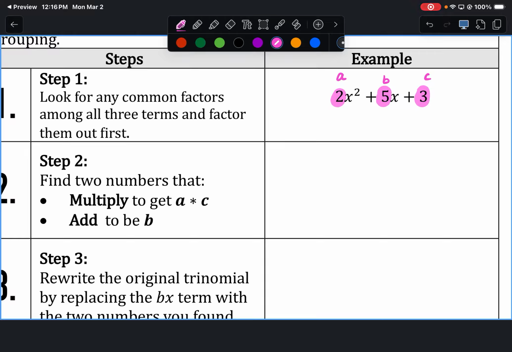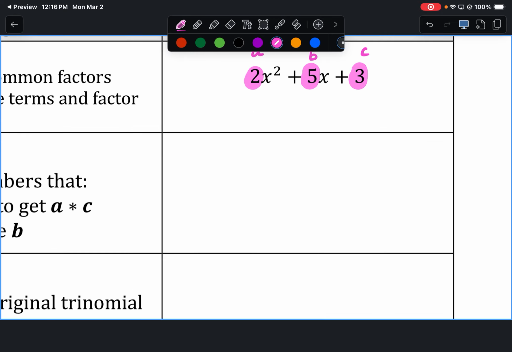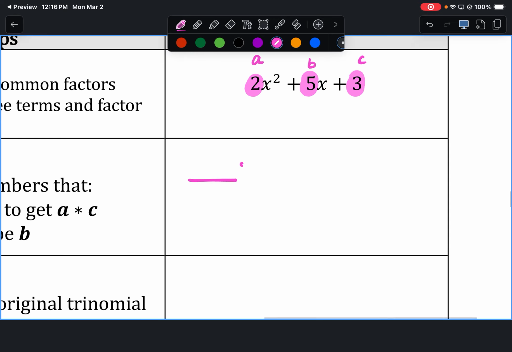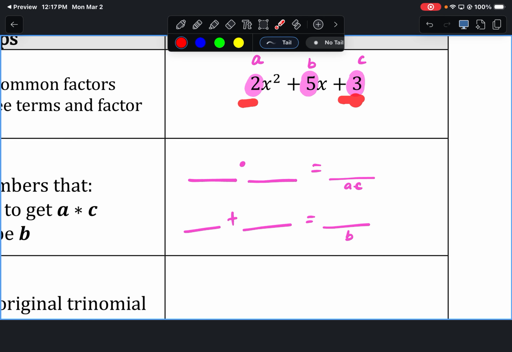Okay. So what we're going to do is figure out two numbers that multiply to give you our A times C value, and that add to give us our B value. So for this problem, what is A times C? 6. Okay, it's just the constants. Now, what is our B term?